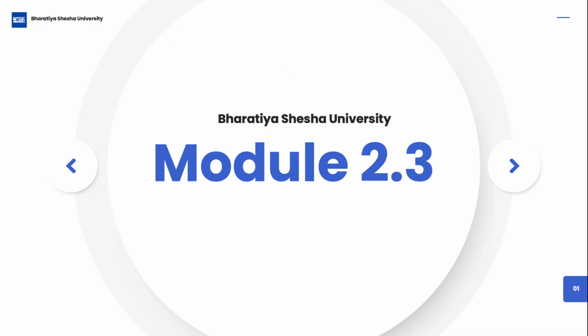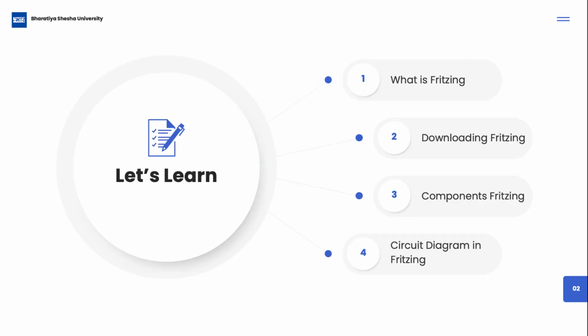Welcome to the third lecture of section 2. We are learning ESP8266 with a hacker. In this section, we are going to talk about Fritzing. We are going to learn how to download Fritzing, what the components of Fritzing are, and we are also going to practically design a circuit in Fritzing.